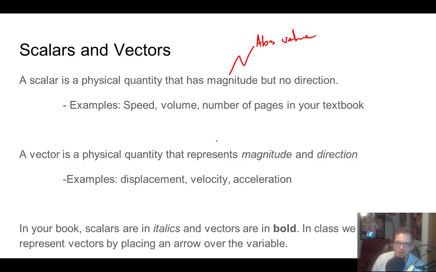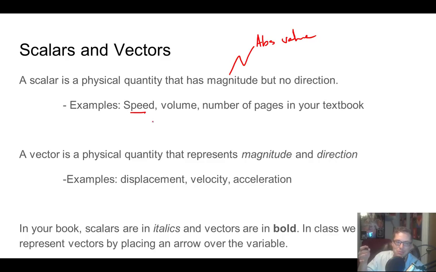All right. So here are some examples. Remember we talked about speed? Speed doesn't have a direction. If you're going right or left or up or down, it doesn't matter what direction it is. Your speed's always the same. Or the volume, or the number of pages in the textbook, and so on and so forth. Those are all examples of scalars.